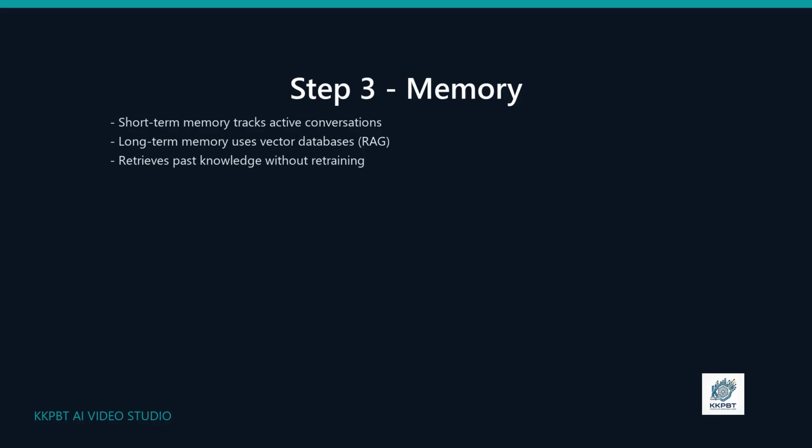An agent needs memory to stay smart. Short-term memory keeps track of the current chat conversation. Long-term memory helps the agent look up past information and external knowledge stored in vector databases using techniques like retrieval augmented generation, or RAG. This keeps the agent context-aware without needing to retrain the underlying model.